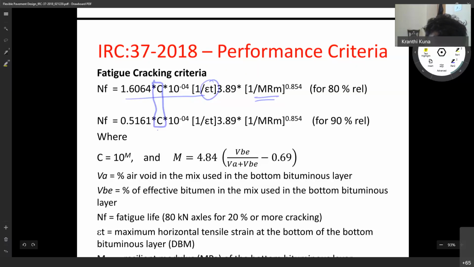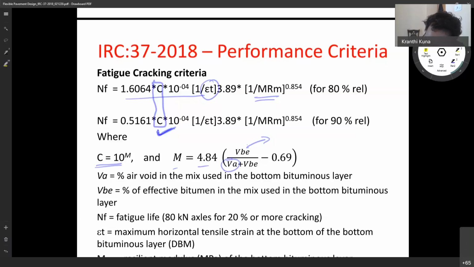Okay, so we discussed this. The only parameter that we didn't discuss is C. We talked about bitumen-rich, fatigue resistant pavements, isn't it? The bottom layer. So we are incorporating that into the structural design by this factor C. C is 10 power M, where M is 4.48 multiplied by VBE, which is effective bitumen volume, and VA, air voids.